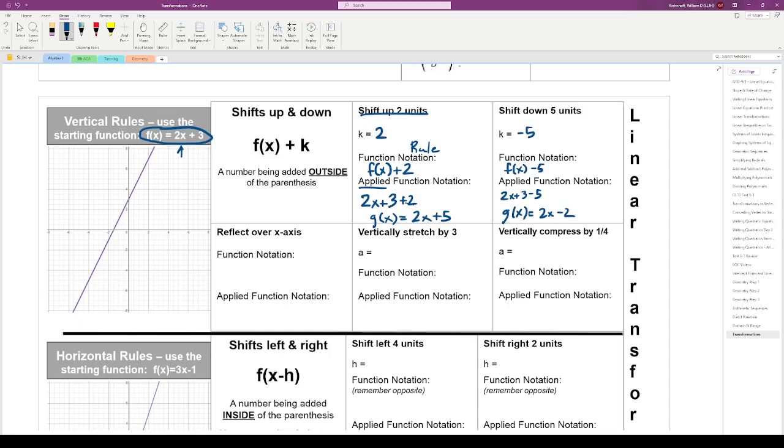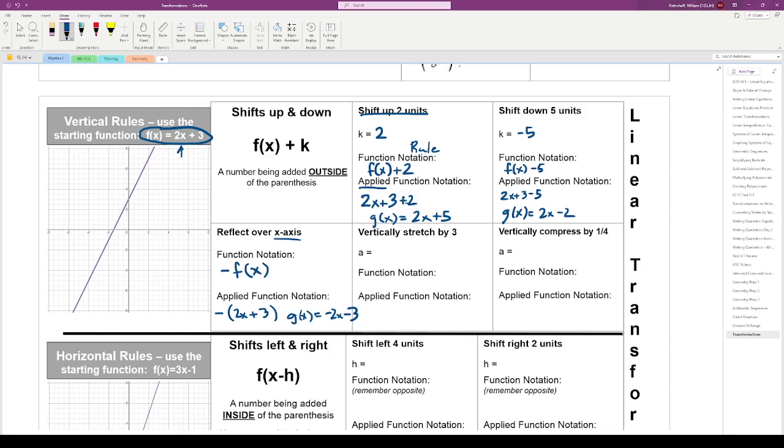Reflecting over the x-axis, that's where we put a negative f of x. So negative f of x like this reflects any function in the world over the x-axis. To apply it to this one, we put negative, and then f of x is 2x plus 3. So that negative applies to the whole thing, and we need to distribute it. And we end up with g of x equals negative 2x minus 3 as our transformed function.